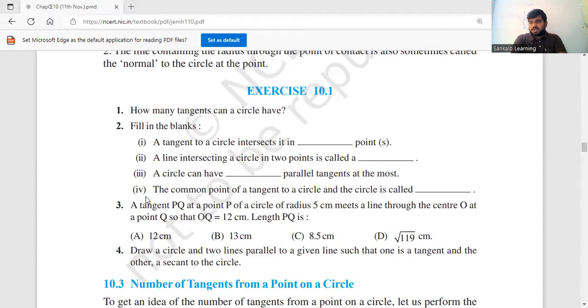Simple, point of contact. The point where the tangent touches the circle is called the point of contact. Okay, let's start with the third one.